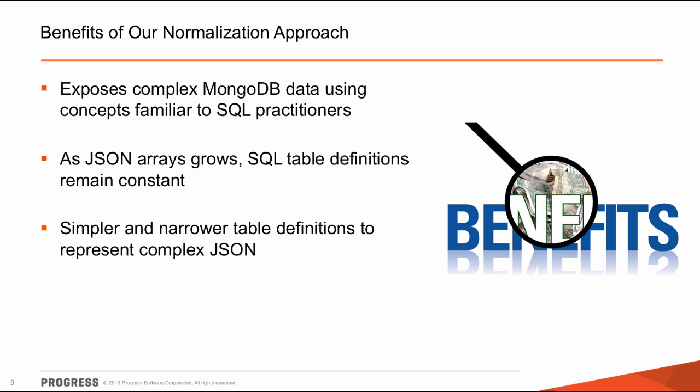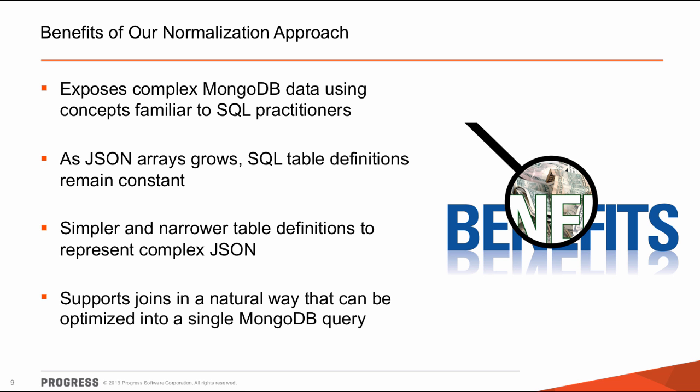Simpler and narrower table definitions to represent complex JSON. So again, you don't have this big, wide row. You've got something that makes sense and is frankly much easier to consume for SQL practitioners and applications. And this normalization model supports joins in a natural way, and in a way that can still be optimized into a single MongoDB query or interaction. SQL practitioners and SQL applications like to do joins, and so this approach really supports that well.